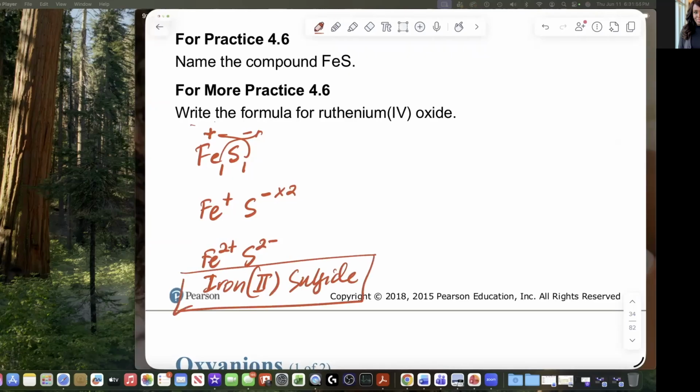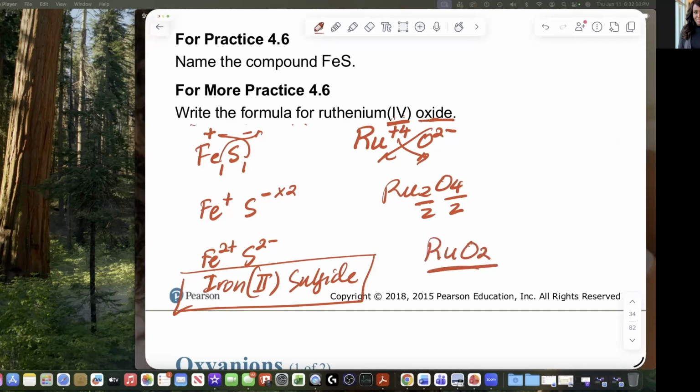The next one is write the formula for, this one should be straightforward, right? Ruthenium is Ru. It's +4, because the Roman numeral is given to you right here. That indicates the charge of the metal, the element to the left. Oxide is O2 minus, indicated by the name that it's negative, and it's going to have a charge of -2. Crisscross this, and we get Ru2O4. Simplify because remember that ionic compounds are written in empirical formula format. So they have to be simplified. So it'd be RuO2, ruthenium(IV) oxide.